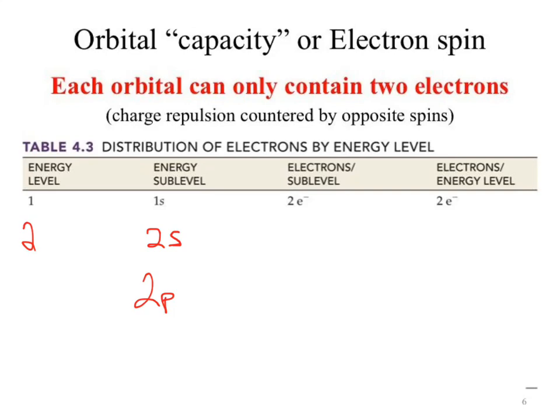How many electrons can go into the 2s? 2. How many electrons can go into our p class? 6 electrons, because we get those 3 orientations. What's the electrons per our energy level now? We can get a total of 8 electrons in the second energy level.